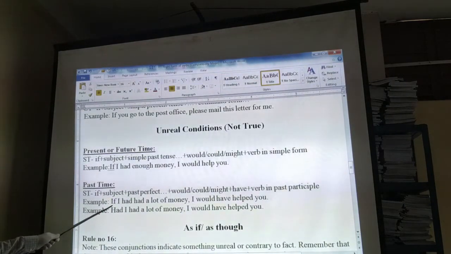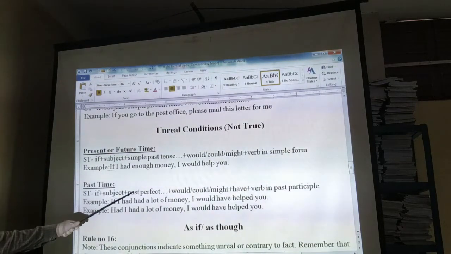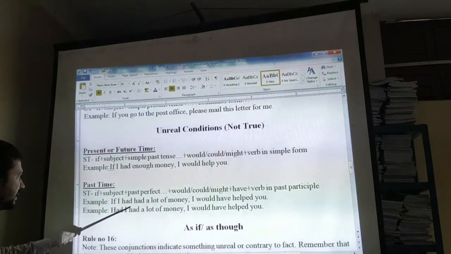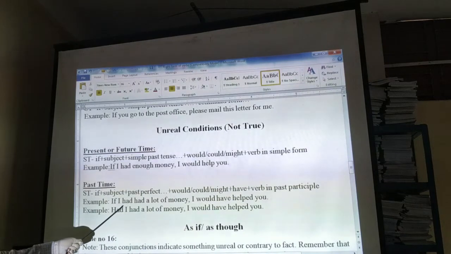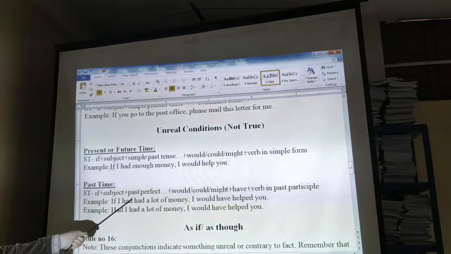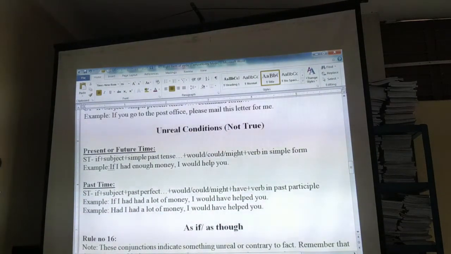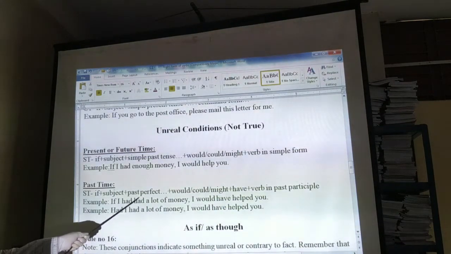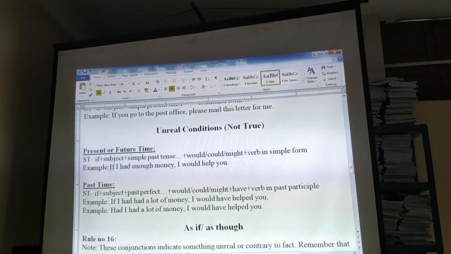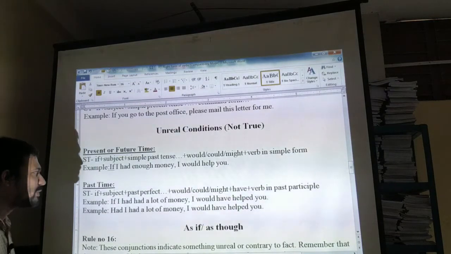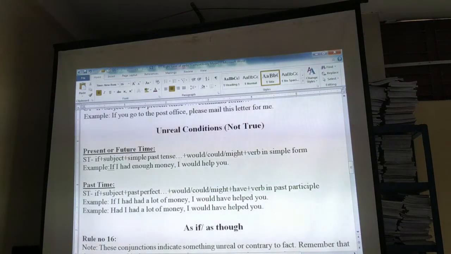Match with the structure: if, subject, past perfect. I had had a lot of money. This one is the past perfect. The first had is an auxiliary and the second had is the past participle form of the verb have. If I had had a lot of money, I would have helped you. That means I didn't have a lot of money.